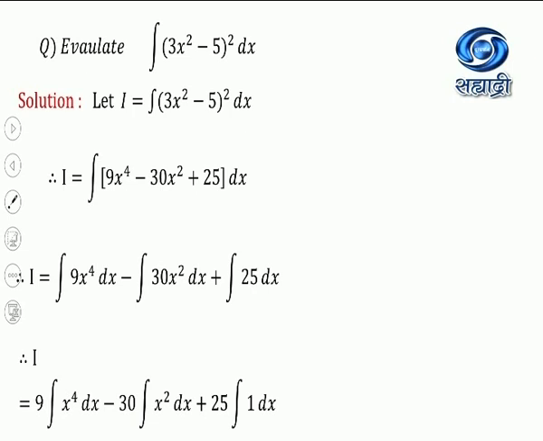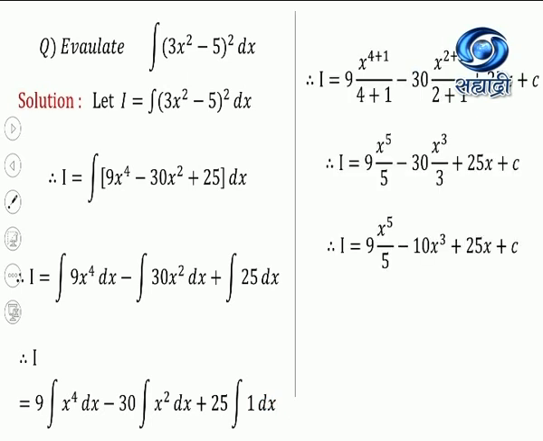So by using the theorems of integration, we are going to separate the integration. We get integration 9x raised to 4 dx minus integration 30x square dx plus integration 25 dx. So now removing constants outside, 9 integration x raised to 4 dx minus 30 integration x square dx plus 25 integration 1 dx. So we get 9x raised to 4 plus 1 upon 4 plus 1 minus 30x raised to 2 plus 1 upon 2 plus 1 plus 25x plus c.